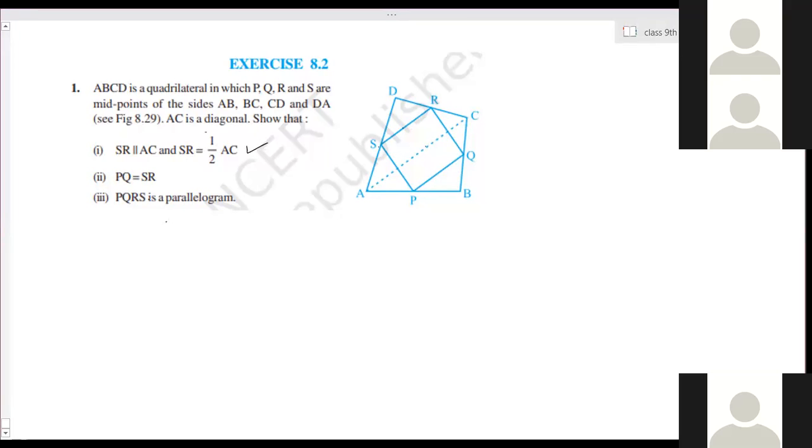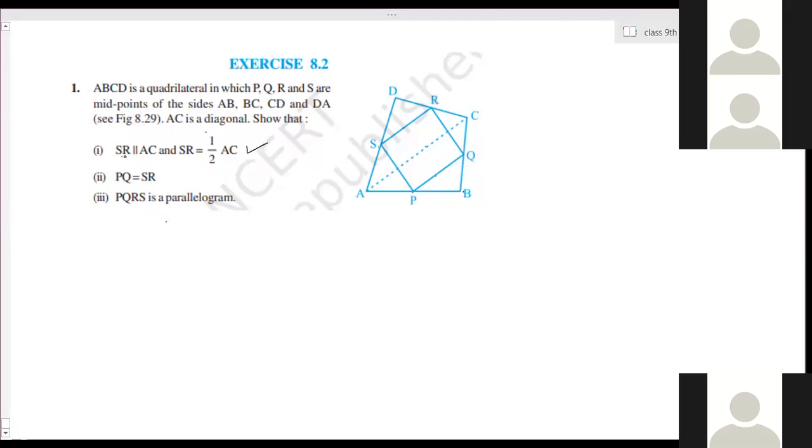After that, we have to show PQ and SR equal. For that, we have to do the same thing in triangle ABC. In triangle ABC, P is the midpoint of AB and Q is the midpoint of BC. Again P and Q are midpoints. So in a triangle, the line joining midpoints is parallel to the third side. So therefore PQ is parallel to AC as well as PQ is half of AC.